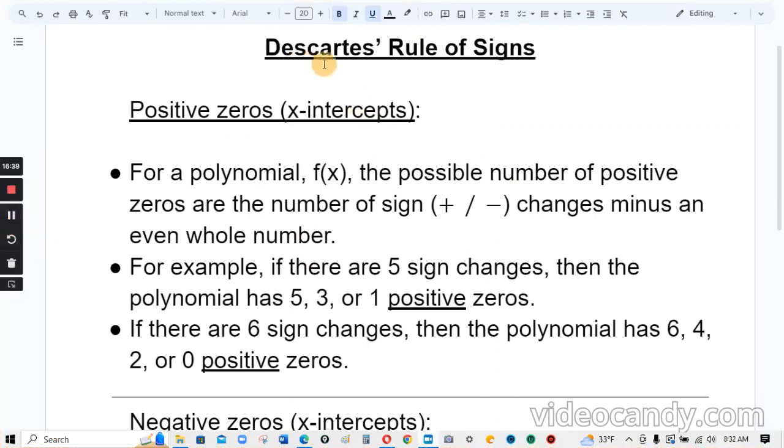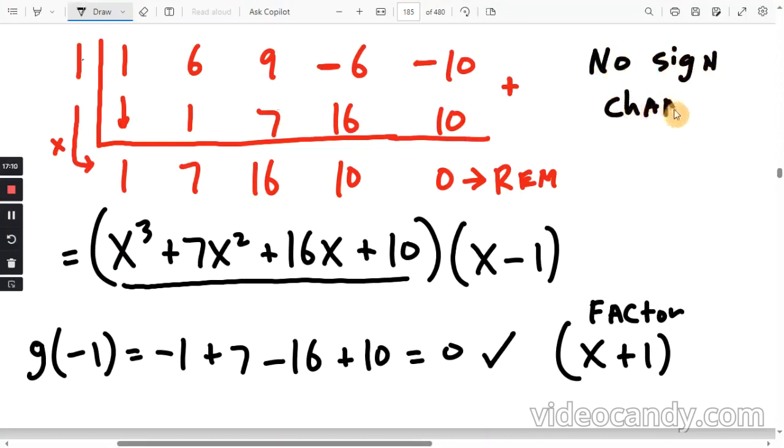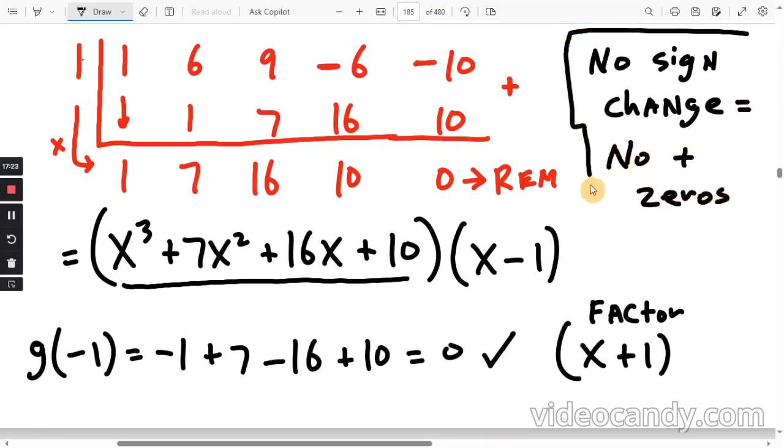All right, real quick, just a reminder of Descartes' rule of signs. For the positive zeros, the possible number of positive zeros are the number of plus minus sign changes minus an even whole number. Let's look at our function again. Now we're looking at just this part right here. And what do we notice? These are all positive, okay? No sign changes. And what does that mean? No positive zeros. All right, so if your polynomial has no sign changes, you're not going to have any positive zeros. So right here for this part, you might as well just test the negative zeros. But we already had used positive 1, so I just went to negative 1. All right, so far we have x minus 1 and x plus 1 as factors.